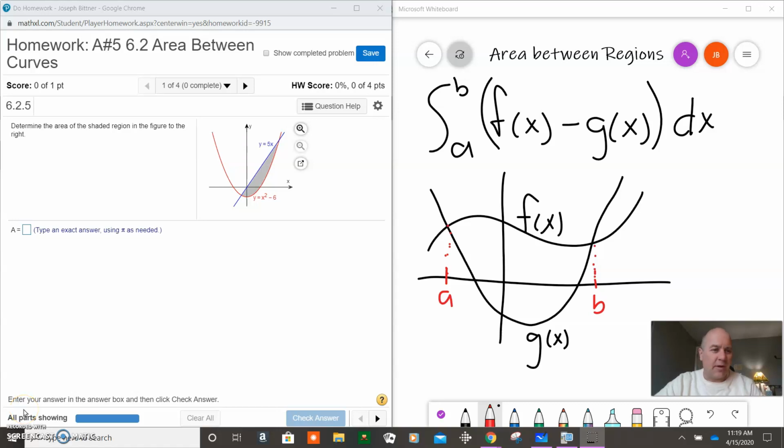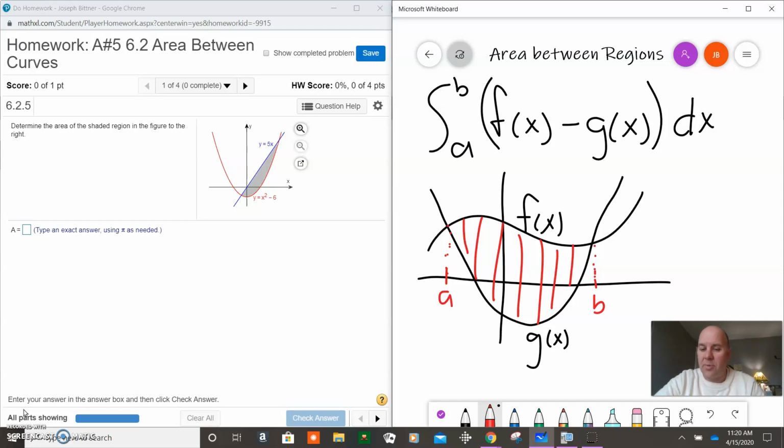Hello students, and this is working on area between curves. We've already worked with area beneath a line, and you should be familiar with that. The only difference with this is that now we just have a top function and a bottom function, and we're really just finding the area in between these two.